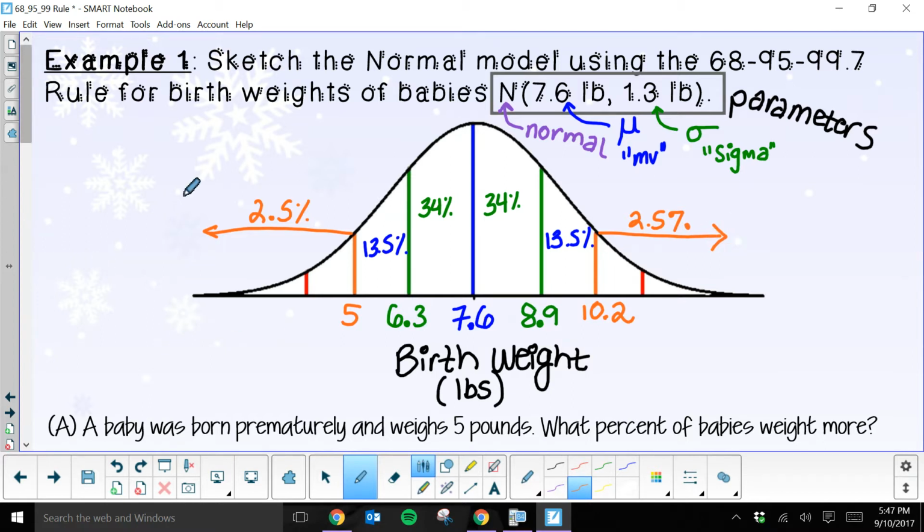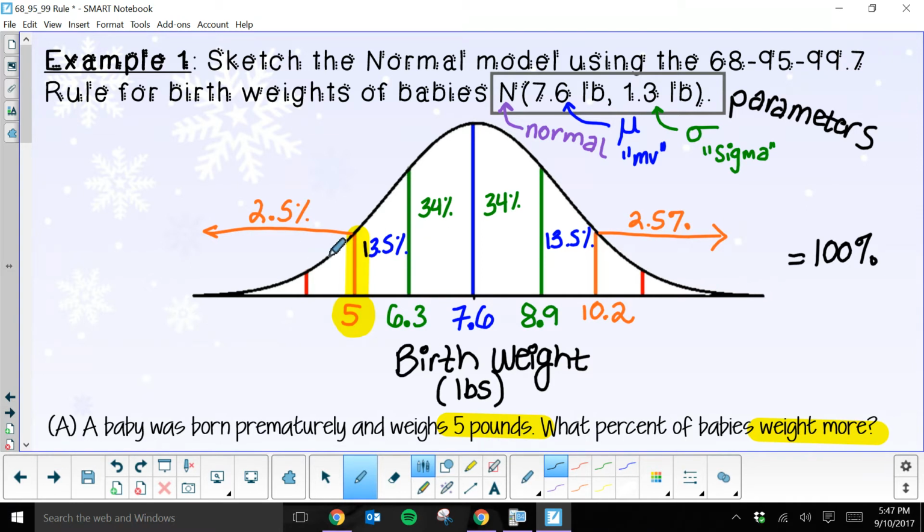Not too bad. So here's a statistics question. You said we have a baby that unfortunately was born prematurely and weighs 5 pounds. Well, 5 pounds right there. We want to know what percent of the babies weigh more than that amount. Well, here's the good news. That whole thing should be 100%, right? Kind of makes sense. I'm looking at 5 or more.